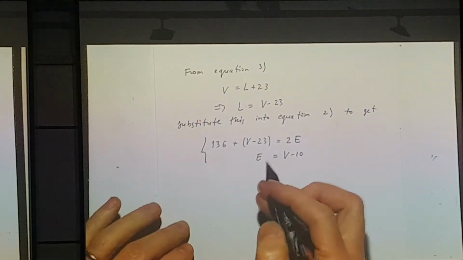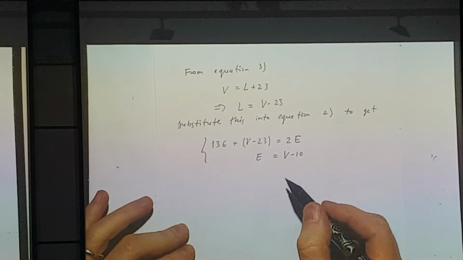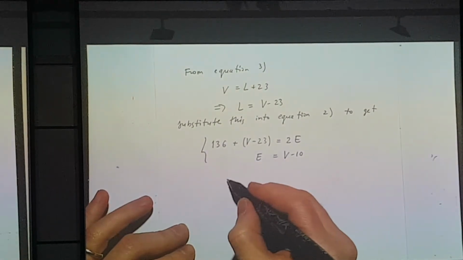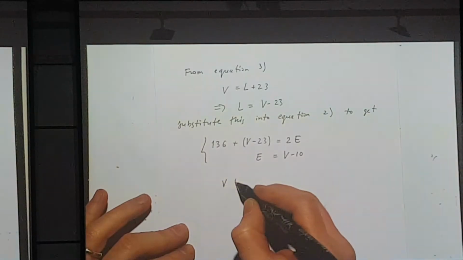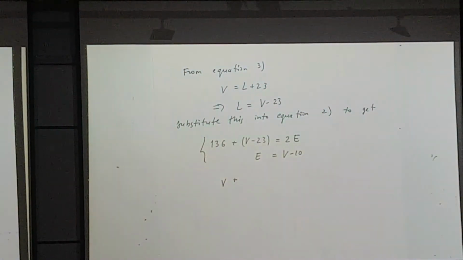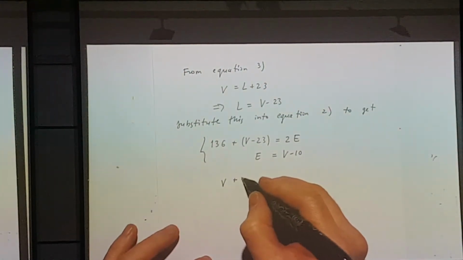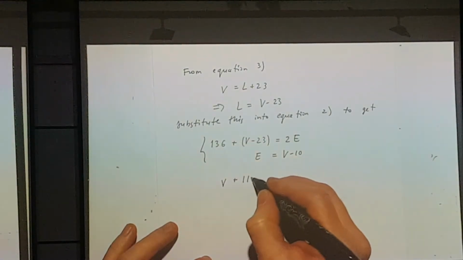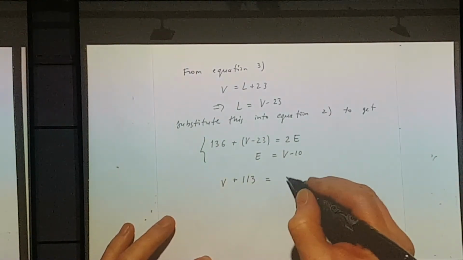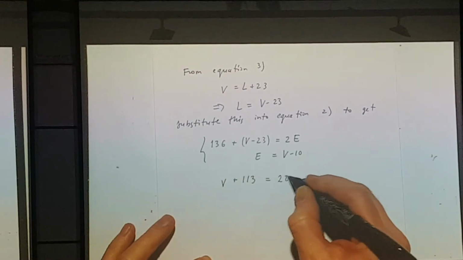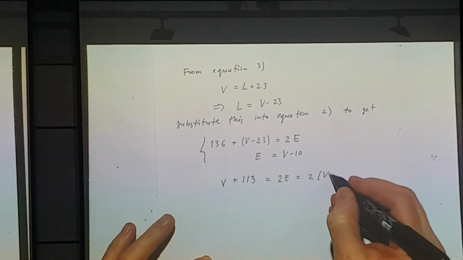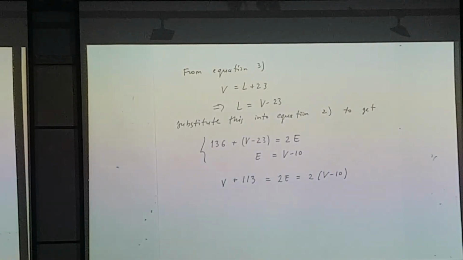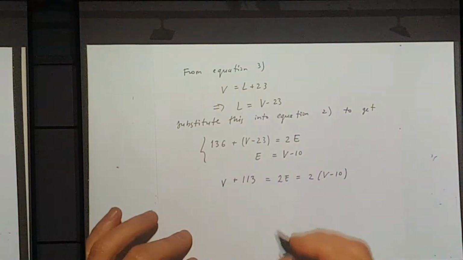Just brushing this up, I get on the left-hand side of the first equation V plus 113 is equal to 2 times E, and substituting E from the second equation, I get 2 times (V minus 10). So now it's a single equation which contains only V.